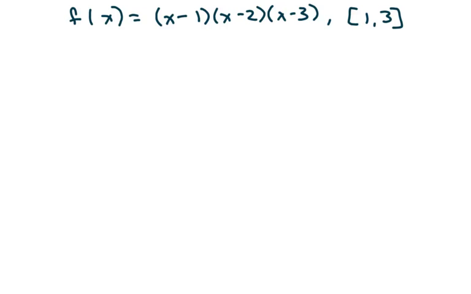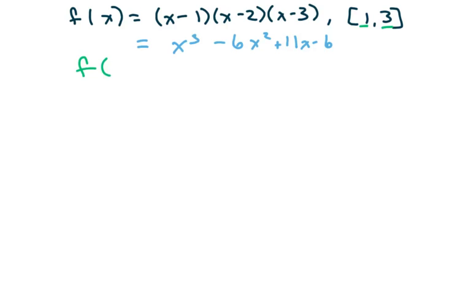I took the liberty of going ahead and foiling this out. This is going to be x cubed minus 6x squared plus 11x minus 6. Notice all polynomials are usually differentiable. So we're going to just go ahead and check our 1 and our 3.